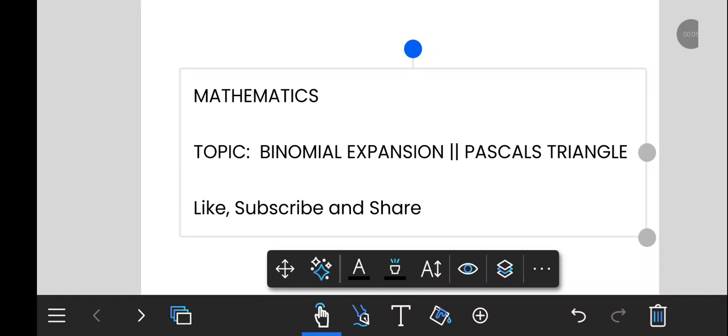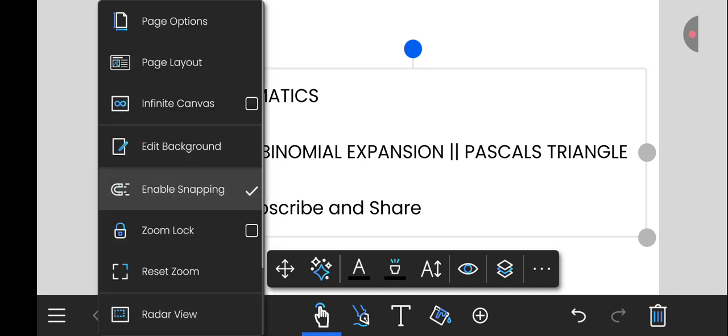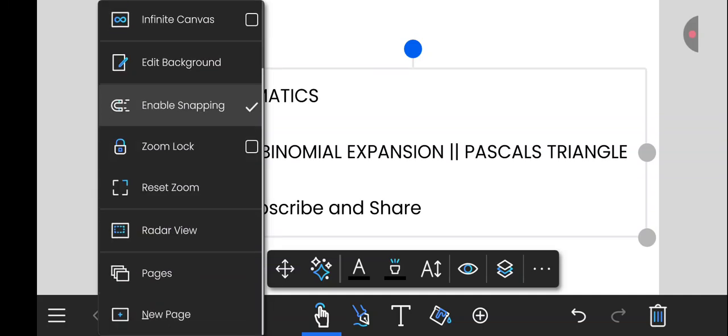Let's dive into binomial expansion by doing Pascal's triangle. How can you expand a binomial expansion by Pascal's method? So this is what we are going to look at.